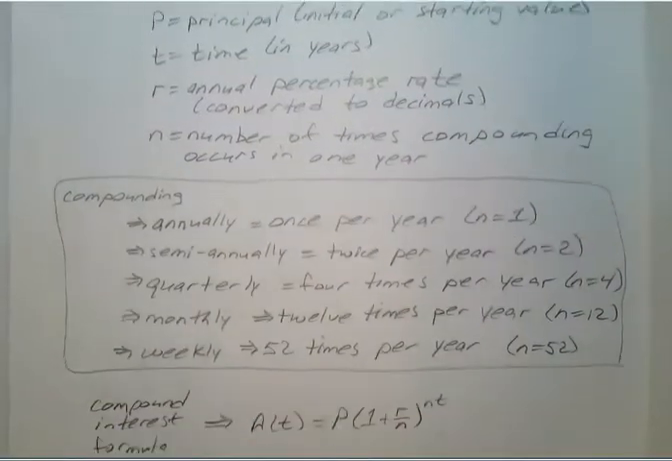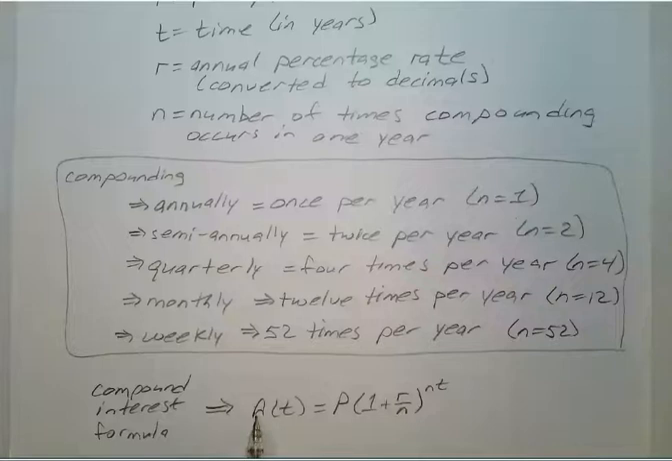Okay, and your compound interest formula is A of T equals our principal, P, times 1 plus our interest rate divided by N, which is one of these N's here, to the power of N times T. And that's your compound interest formula. All right, so if you are still writing, feel free to press pause, but we're going to go ahead and jump into our first example.